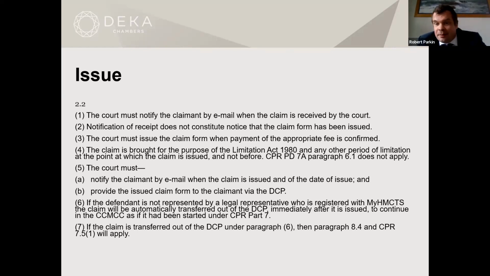CPR PD 7A paragraph 6.1 does not apply. Oh boy, anyone who knows what that is, you'll see why I have such a significant issue with this aspect of DCP. We'll come back to that.